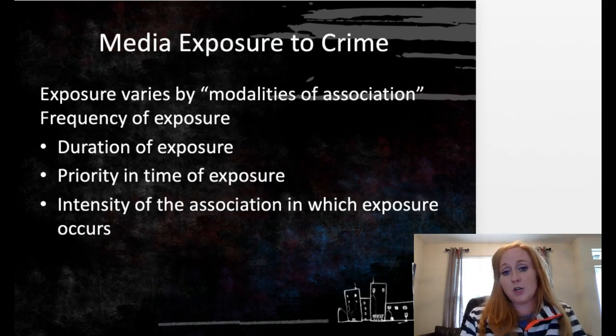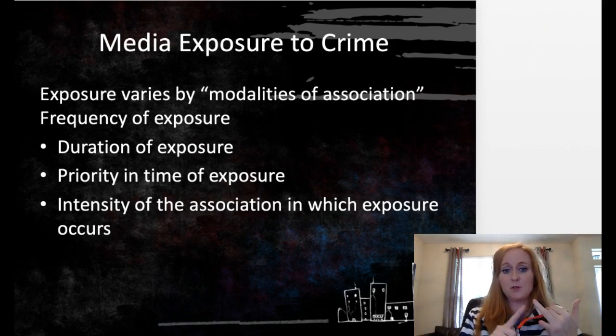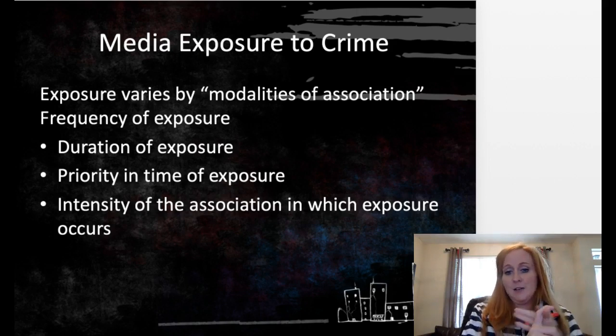As far as media exposure to crime, that exposure varies by what we call modalities of association. So again, we talked about this: frequency of exposure, duration of exposure, priority of exposure, and intensity, where the exposure occurs. Okay, so we can look at that media exposure, and if you're watching the same crime show over and over again, then you're getting high frequency. If you're spending a lot of time doing it, it takes up most of your day. If it's something you look forward to, the most important part of your day, and if you feel very emotionally attached to it, then yeah, we might see some effects from that.